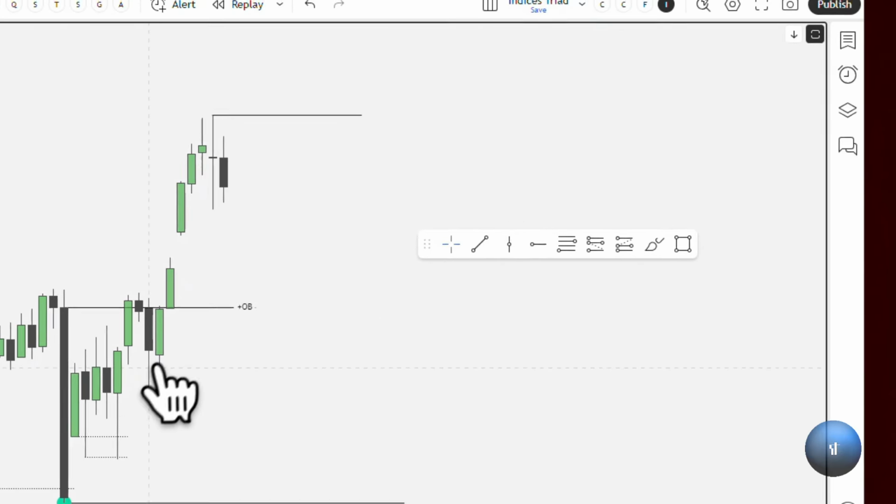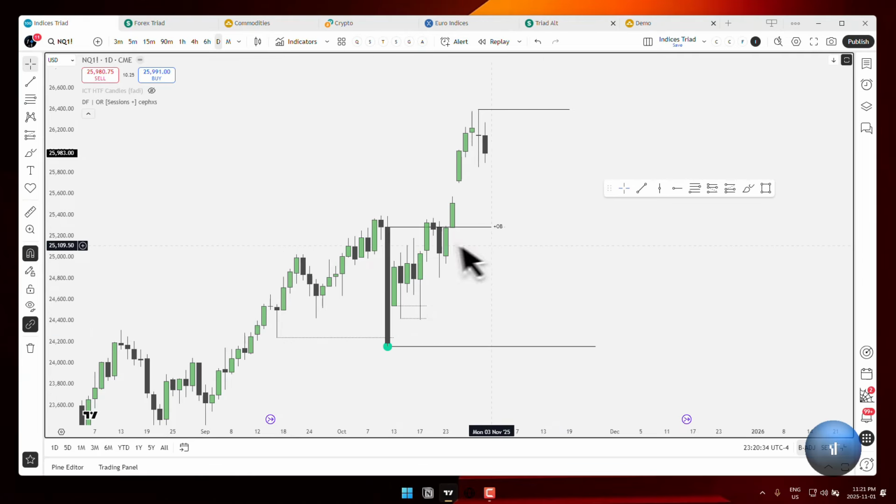Now, we have this 20-day look back range. We have this order block. We have this gap. We have this fair value gap. We have this old high. How do we know what to focus on? Well, a new month is opening.